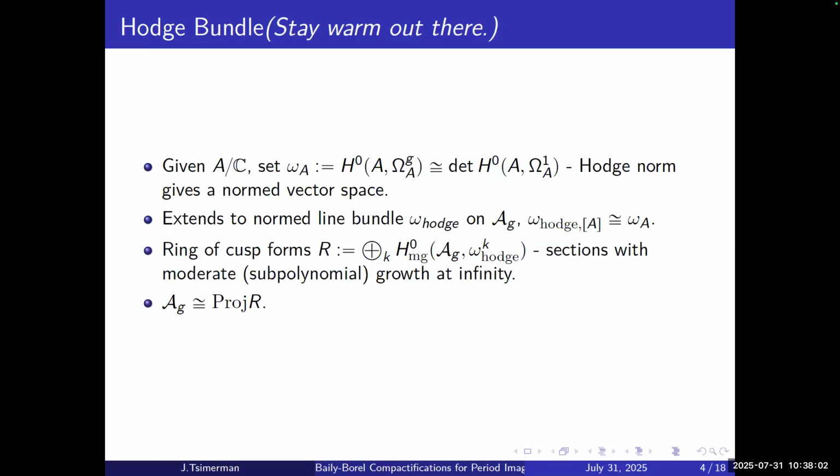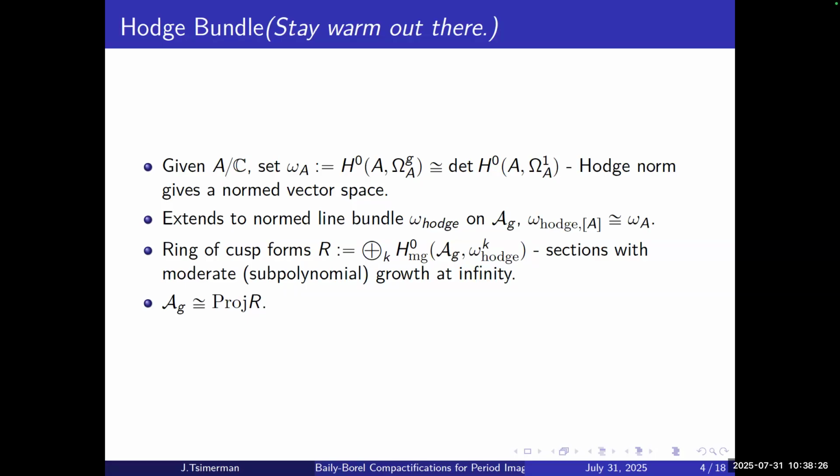And then the really cool thing is that the Baily-Borel compactification you can interpret intrinsically. So we made a bunch of choices when constructing it, but you can actually construct it just from knowledge of A_g and not making any choices. In this way, you can look at the ring of cusp forms, which is all global sections of powers of the Hodge bundle.